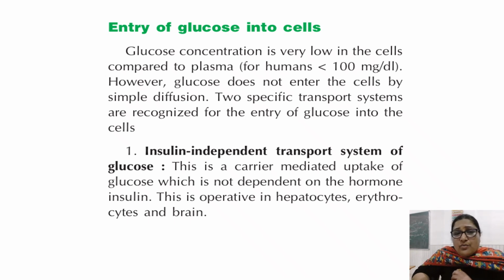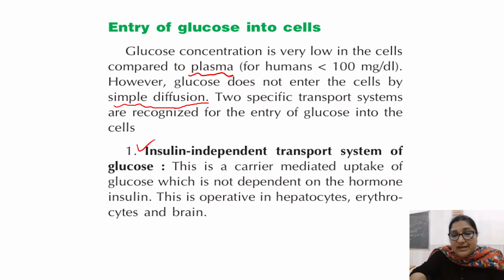So, we see that the glucose concentration is very low in the cells as compared to the blood, let's say plasma, and for humans, it's less than 100 mg per dl. So glucose is not going to enter into the cell by simple diffusion. No, it never enters into the cell by simple diffusion. So how does it enter? There are transport systems. There are two specific transport systems by which the glucose will enter into the cell.